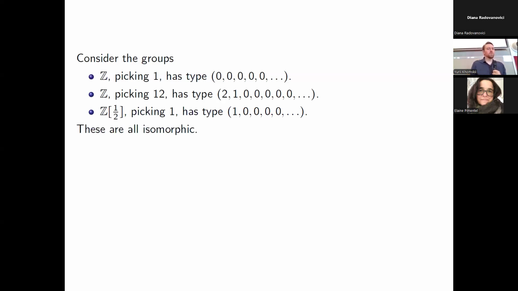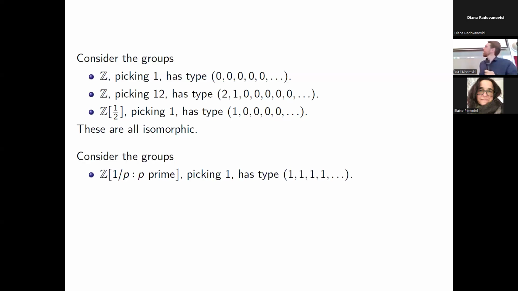So these groups are all isomorphic. Obviously, Z is isomorphic to Z, but the point is that the type sequences are equivalent. Right? If I make finitely many changes to each type sequence, I can get each of these other type sequences. So let's look at some groups that are not isomorphic.